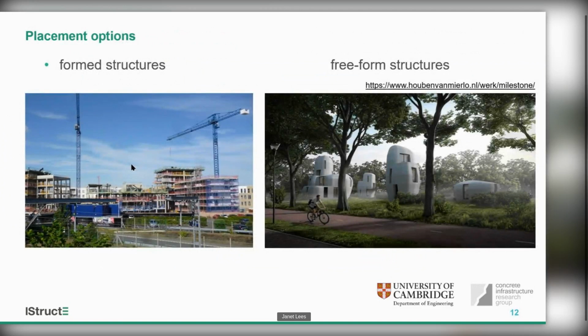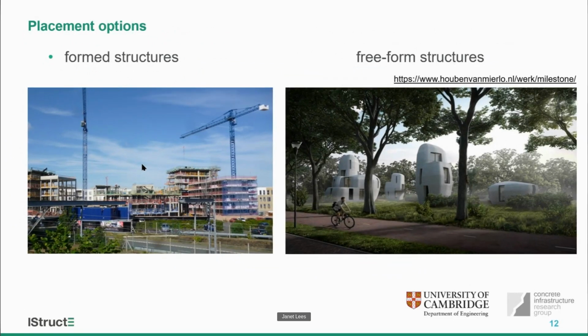And so as a review of placement options, there's really two ends of the spectrum: at one end we have formed structures and at the other end free form structures. If I think about formed structures, this would be conventional, have some sort of form that we cast the wet concrete into. Free form would be things like 3D printing, where you see these amazing impressions of residential houses that could be generated using concrete 3D printing.